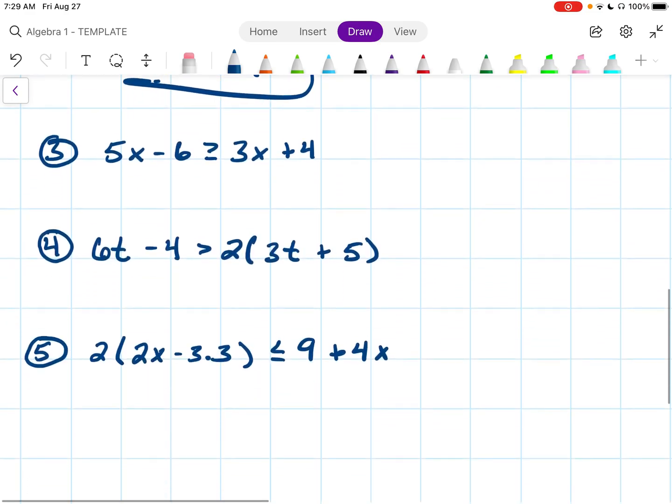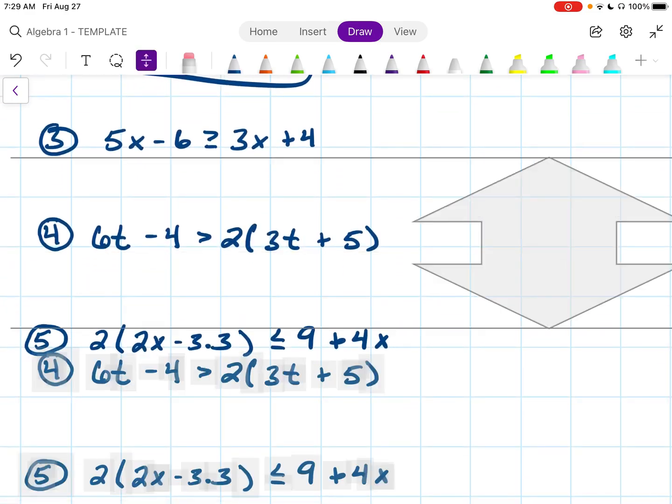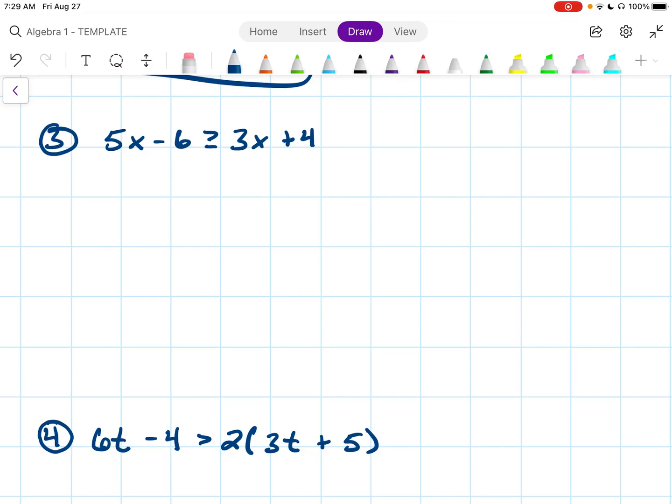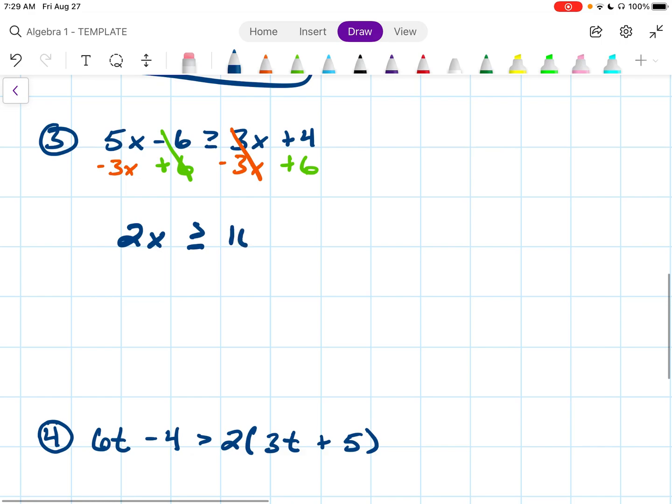All right, number 3. I'm going to put my x's on the left, so I'll subtract 3x from both sides. The 3x's cancel, and I'll add 6 to both sides. The 6's on the left cancel. So 5 minus 3 is 2x, still greater than or equal to, and then 4 and 6 give me 10.